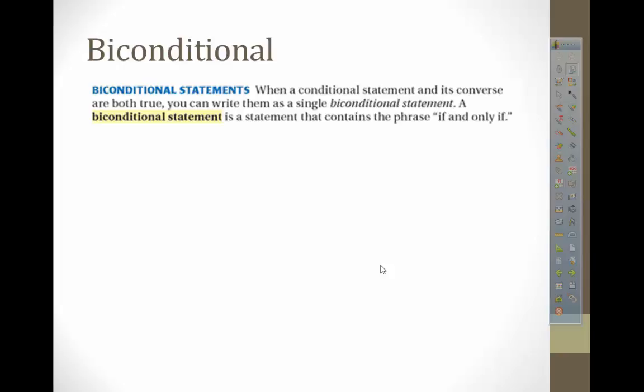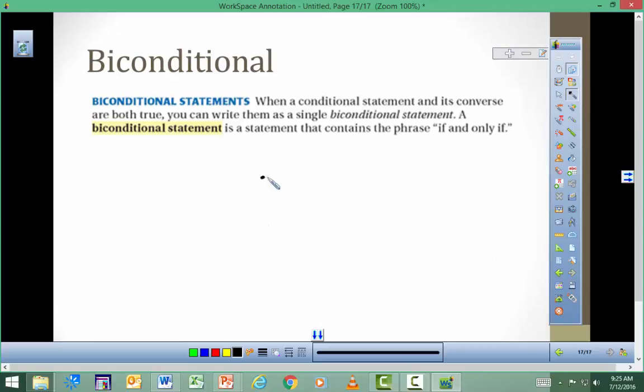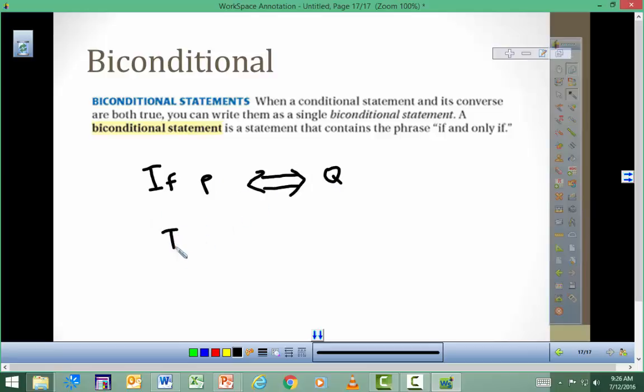And biconditional, we use a symbol for it. I'd like to show you it real quick. Biconditional statement goes this way. And so basically what you have is an if P then Q. Now logically we write the conditional like this: if P then Q. That's how we often write it. This symbol here means then. Now hopefully this symbol makes sense.